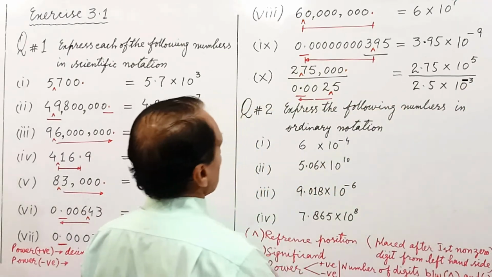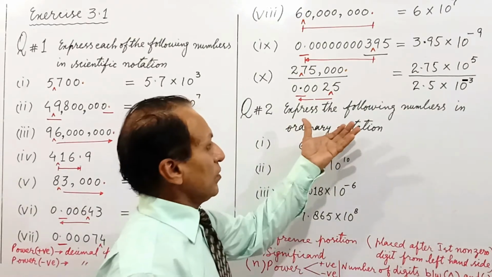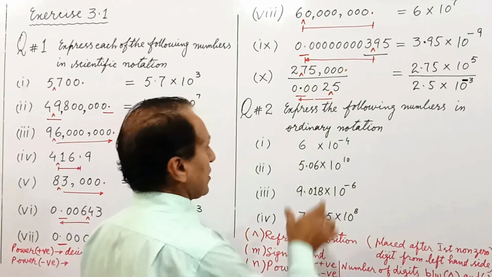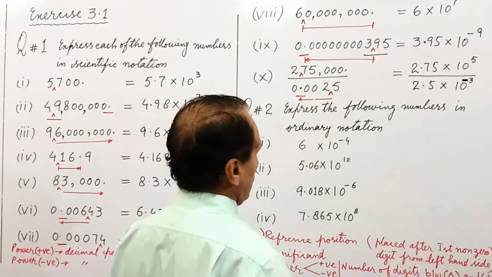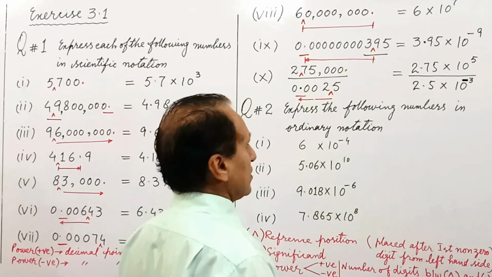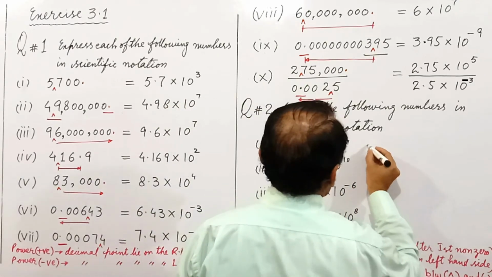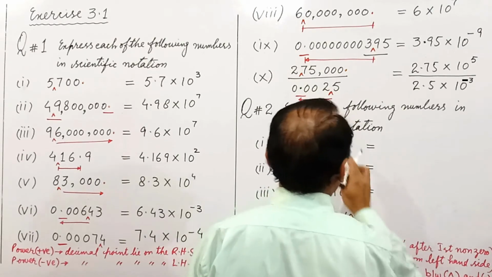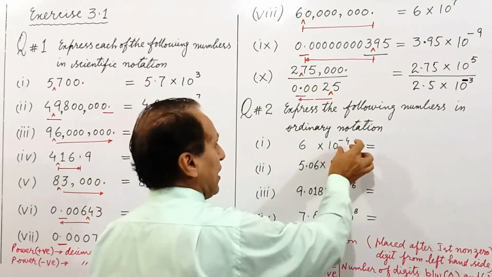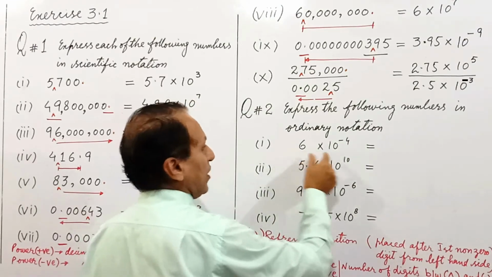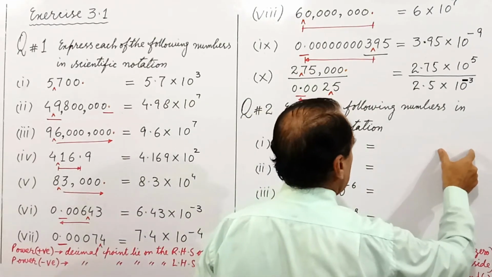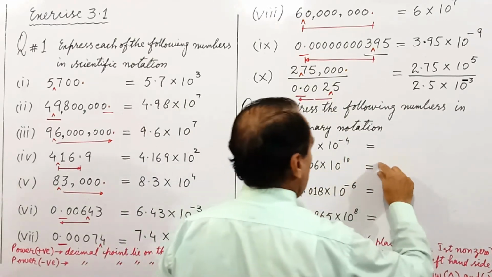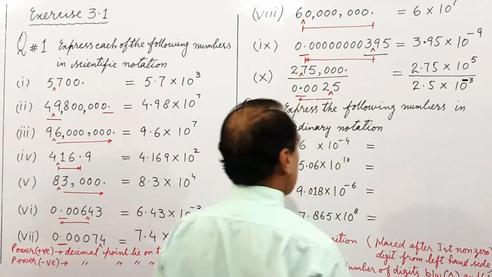And now we move to question number 2, in which we are required to express the following numbers in ordinary notation. The numbers are written in scientific form, so we have to convert them into standard ordinary notation. For this sake, we have to consider what the power is. If the power is negative, we write the significand a little bit further, leaving some space, and if the power is positive, we write from the equal sign.